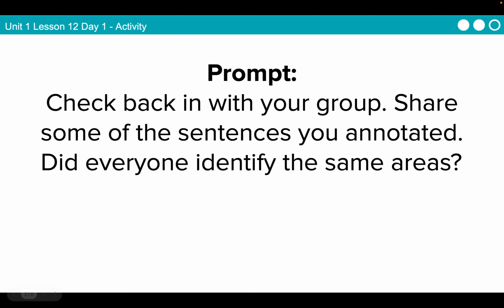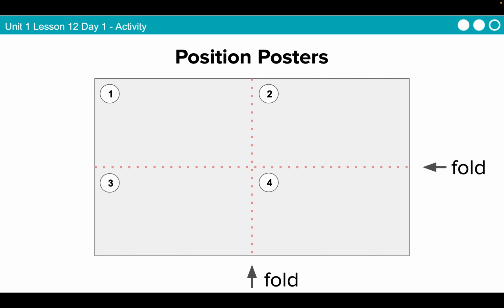Check back in with your group or your neighbors, see what you annotated, see if you have any questions for each other. Now this is the actual project. You're going to make a position poster with 4 quadrants. So if it's a physical piece of paper, just fold it in both directions to make 4 quadrants. You may also be able to do this digitally.